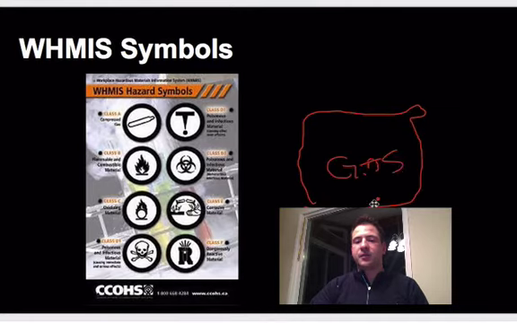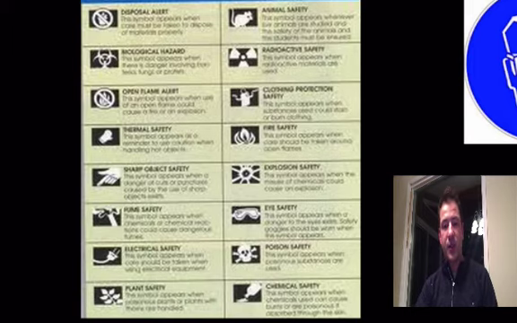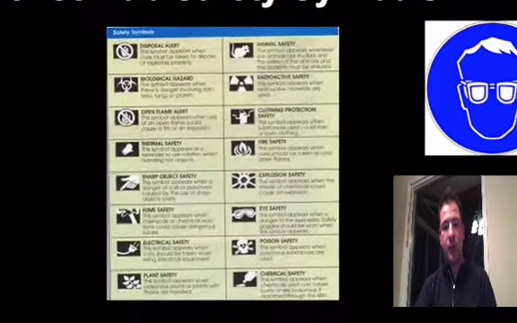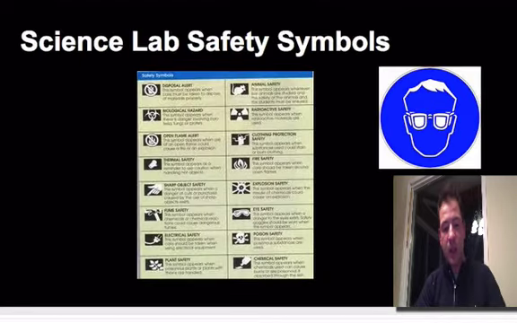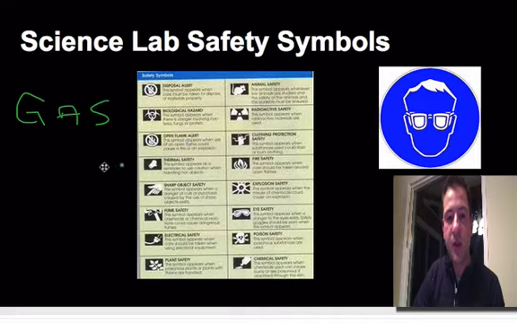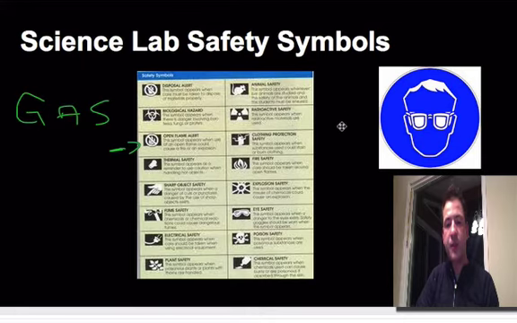So again, if we think about another caustic or potentially dangerously reactive substance, say gasoline again, in a science lab we have safety symbols, and you can actually find these in your textbook if you want. Which textbook symbols do you think are going to be most important when dealing with gasoline? Well, it could potentially be open flame if it ignites. Fire safety, definitely right here.